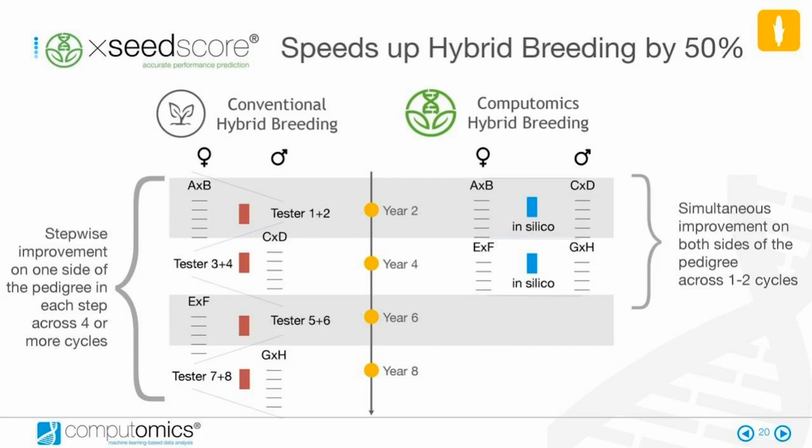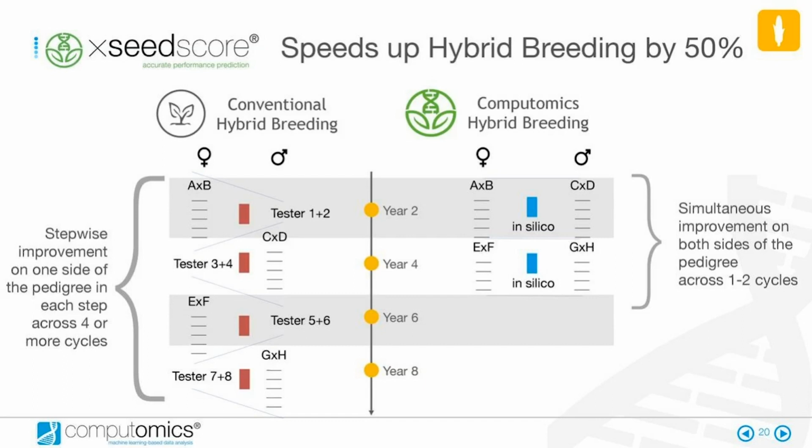With machine learning, we can create a model based on the set of all hybrids and testers and simulate and predict the phenotype of all possible combinations between them. This way, we get a good sense of the combining ability, identify optimal testers, and simultaneously improve both sides of the pedigree at once in just 1 to 2 cycles. We can also identify low-performing lines early on, so that they are not planted in the field in the first place.